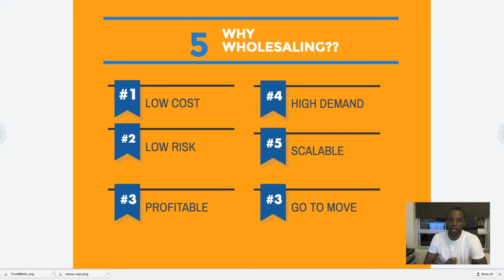Number four, high demand. High demand because right now in the marketplace there are real estate investors who only rehab houses. There are real estate investors who only are landlords. There are real estate investors who only build houses. And the number one thing that those three people have in common is they all need inventory. They need leads. They need deals. And they don't know how to get those deals. They have no idea how to get those deals.